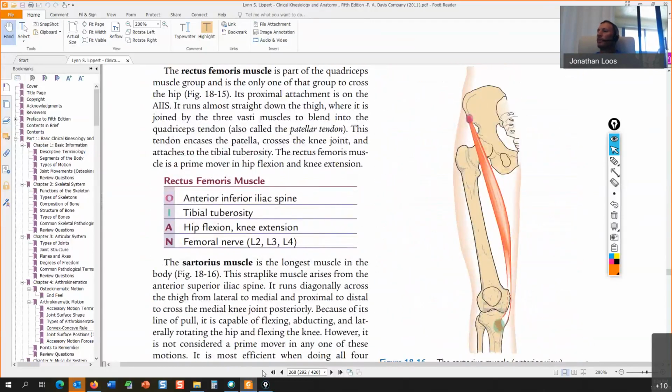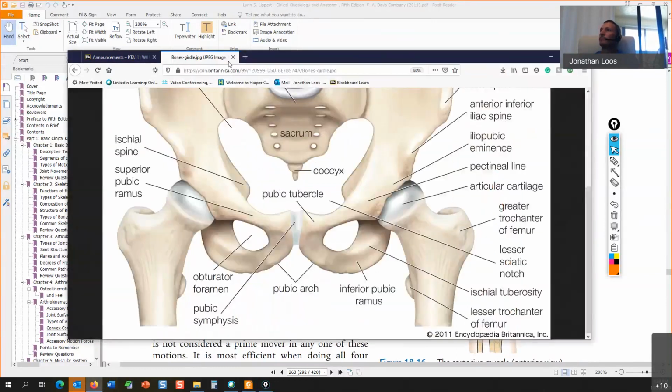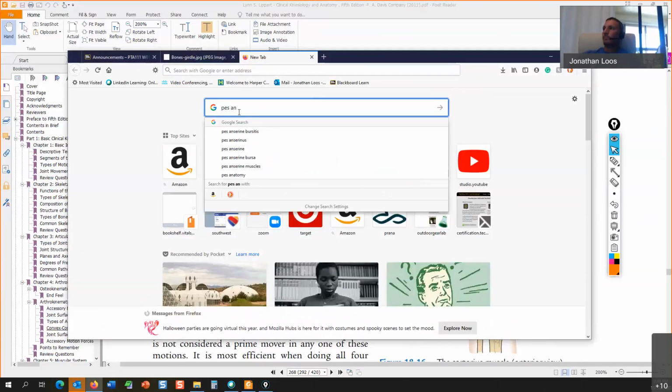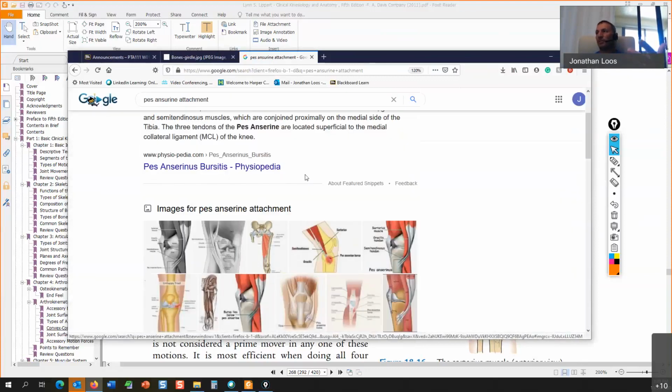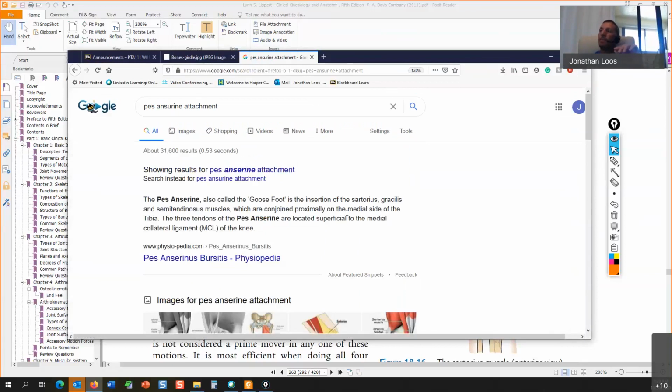Let's pull up sartorius. So pes anserine, I want to get the words for you because it's hard to hear, but it stands for goose foot, some kind of Latin aspect of it. It's the common attachment for the sartorius muscle, the gracilis, and one of the hamstrings, the semitendinosus. And it's actually an anterior attachment. So this is where you get this weird aspect: most people know your hamstrings are in the posterior of the leg, but one of the hamstring muscles, the semitendinosus, actually comes around to the front on the tibia, which has this common attachment site.